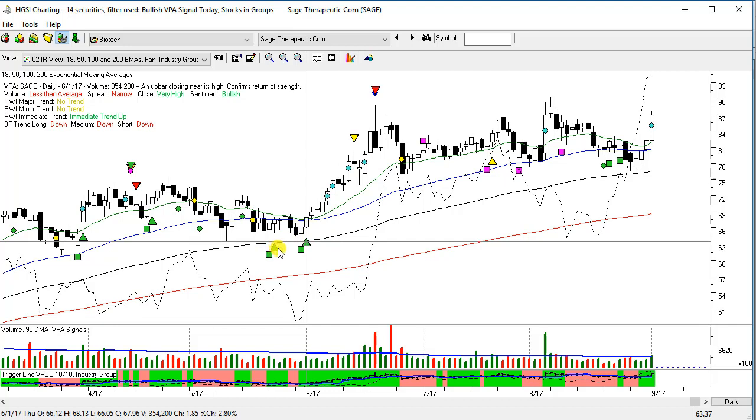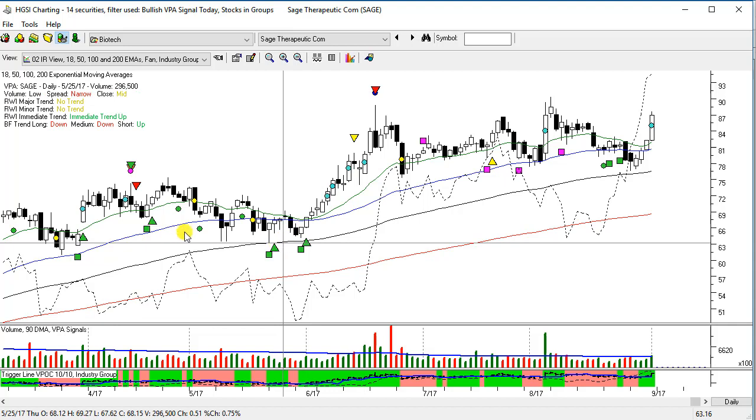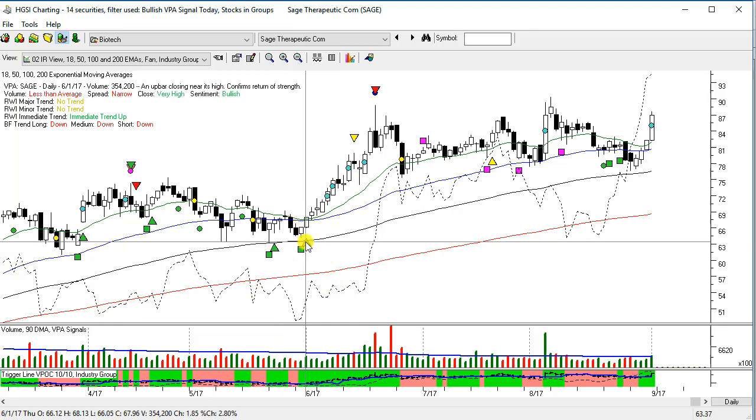We had identical signals here too. Went up for a few days, came back down and tested. But notice that support held through here on this stock, even though the group was just going sideways. In addition to the VPA information being right in here, we get information about the volume, less than average. The spread was narrow at that point, which means that there wasn't a tremendous amount of volume. The close, though, on the candle was very high, and the sentiment turned bullish.